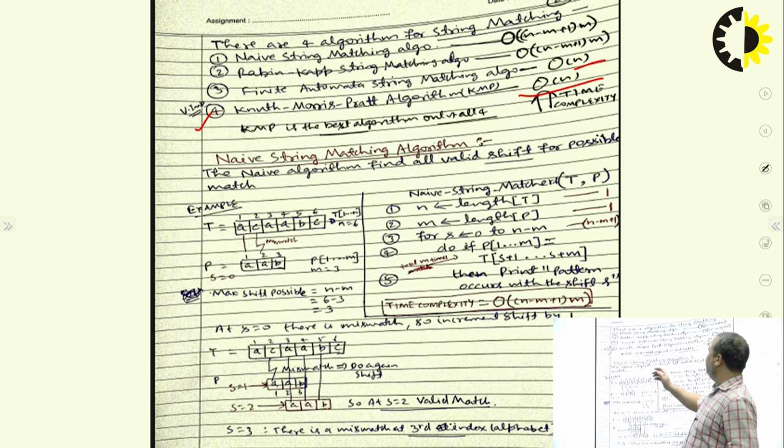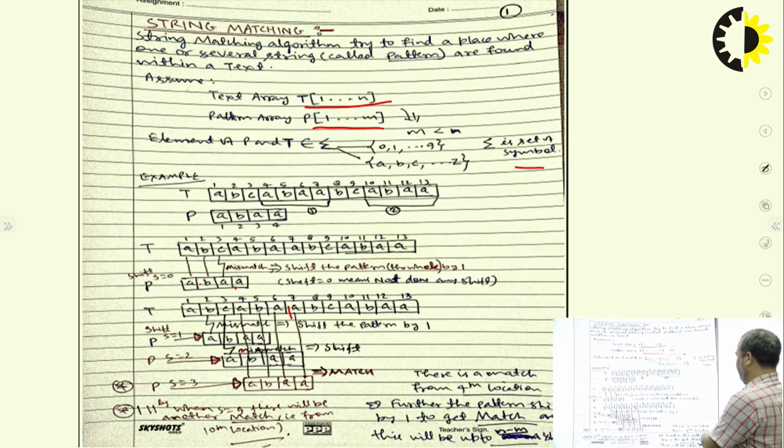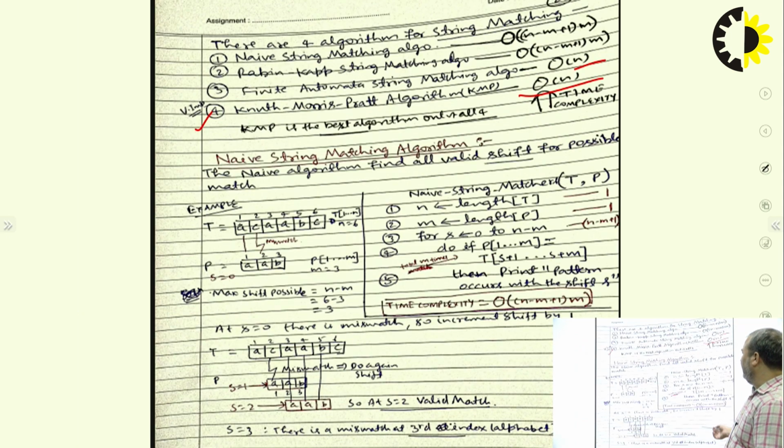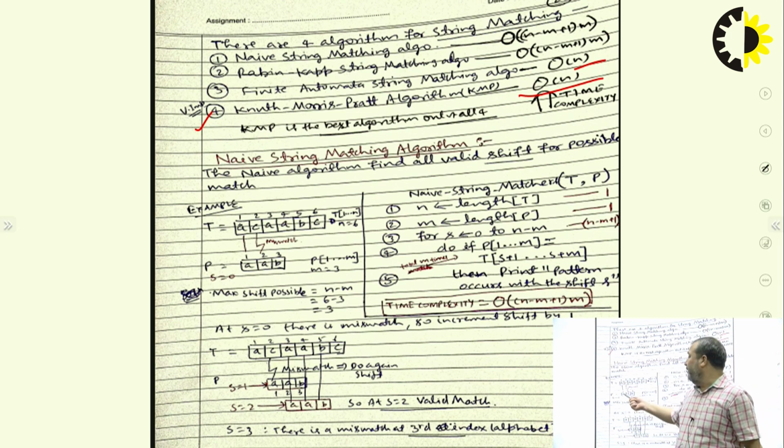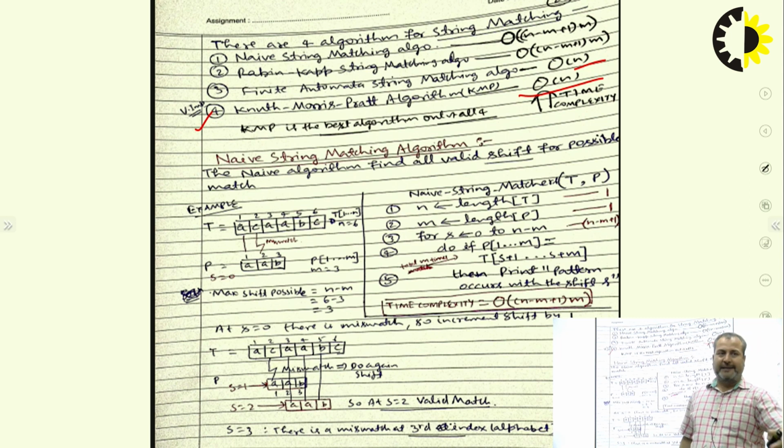So what is the naive string match algorithm? Just we have seen how we have started here. This is the naive string matching algorithm. What we do, we just start by matching the first character of the pattern with the first character of the text. If it matches the whole pattern, then we can say there is a match. So we can formulate the process in an algorithm.